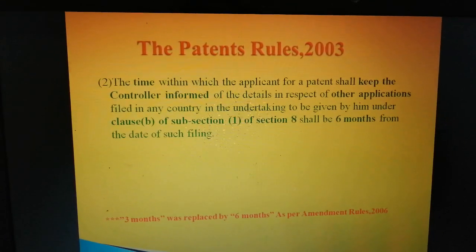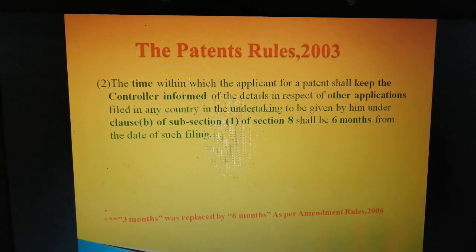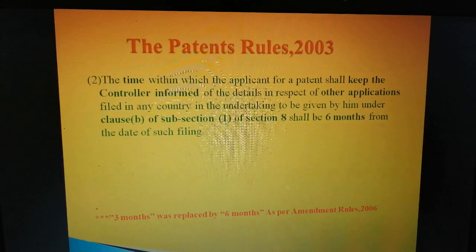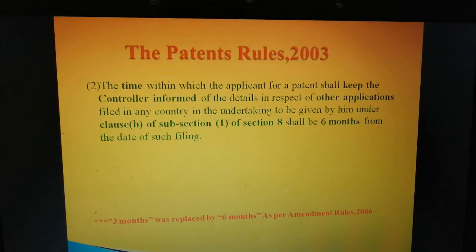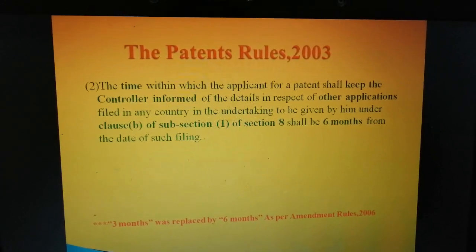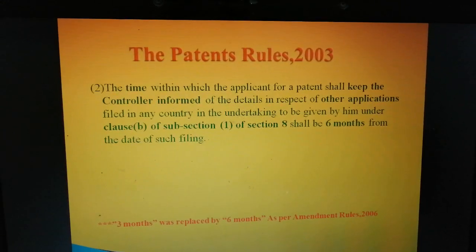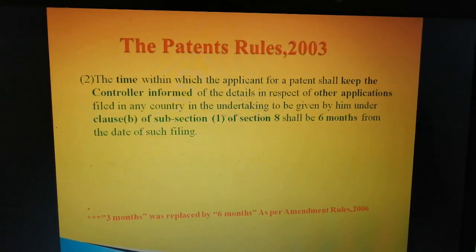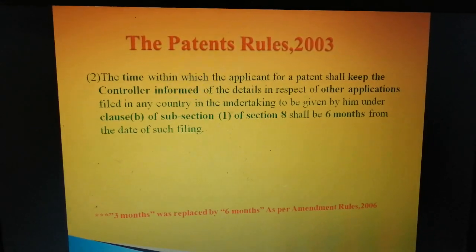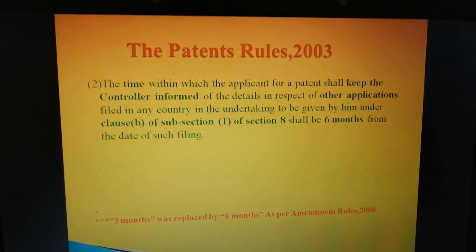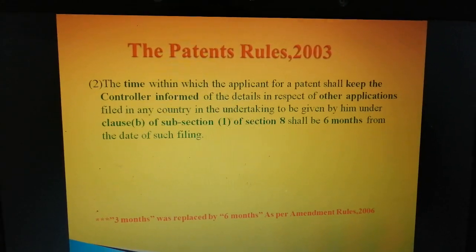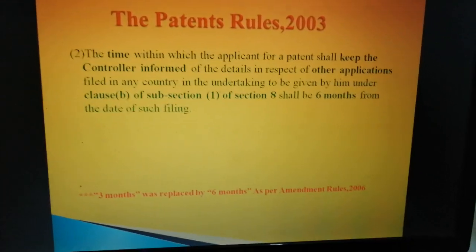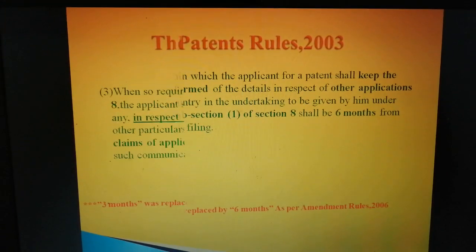That means a period of 6 months is allowed to the applicant to make the controller informed about his other applications in any other country, and this is given via an undertaking, as per the clause B of subsection 1 of section 8 of the Indian Patent Act. Fine. Now I think it is clear.